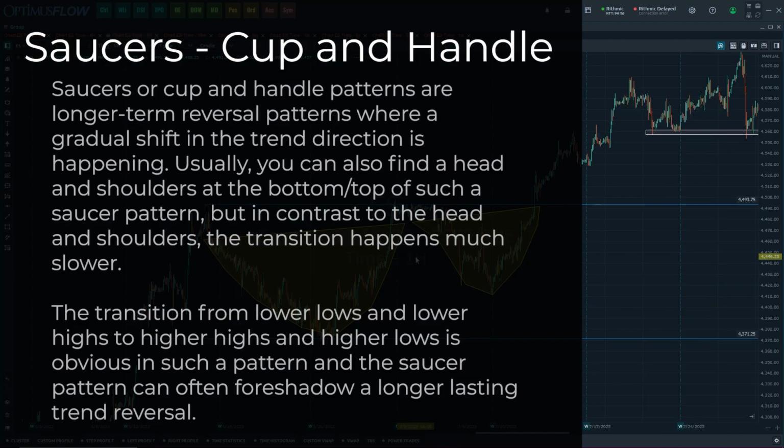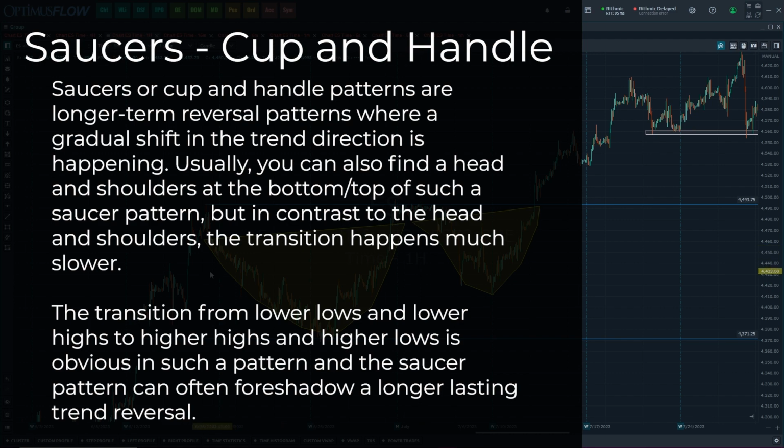Saucers or cup and handle patterns are longer-term reversal patterns where a gradual shift in the trend direction is happening. Usually you can also find a head and shoulders at the bottom and top of such a saucer pattern, but in contrast to the head and shoulders, the transition happens much slower. The transition from lower lows and lower highs to higher highs and higher lows is obvious in such a pattern, and the saucer pattern can often foreshadow a longer lasting trend reversal.